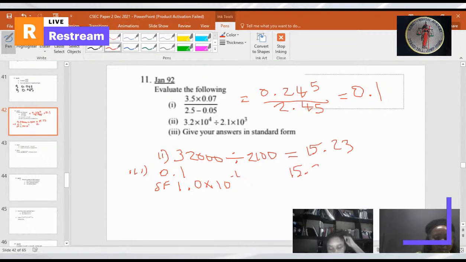For 15.23, it would be 1.523 times 10 to the first power. 10 to the first power. All right.